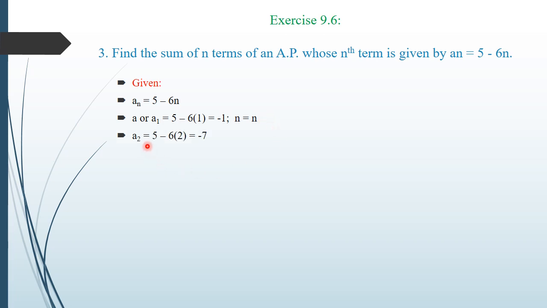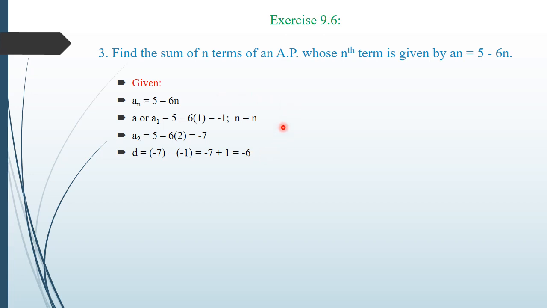Then coming to the second term, that is A2 is equal to 5 minus 6 into 2. In place of n I'll put 2 in order to calculate second term. This will give me minus 7. Now using these two terms, I'll calculate common difference, that is second term minus first term. Second term is minus 7 minus first term is minus 1 here. Minus 7 minus of minus 1 is plus 1. Minus 7 plus 1 will give me minus 6. Therefore, common difference of this AP is minus 6.